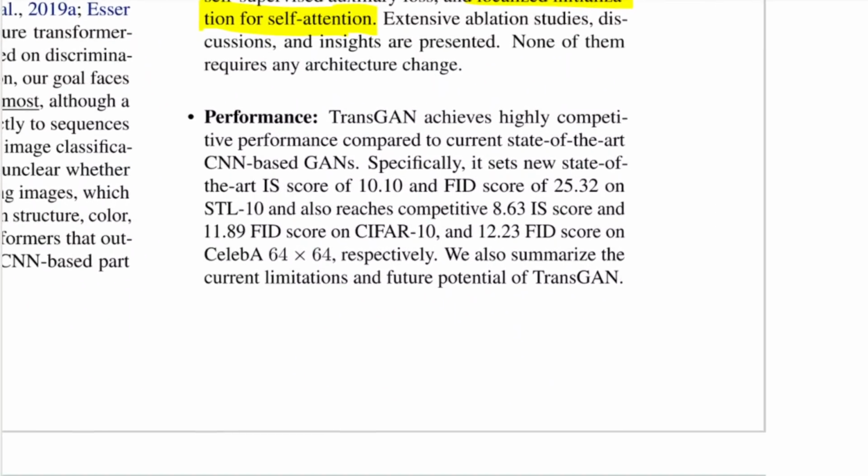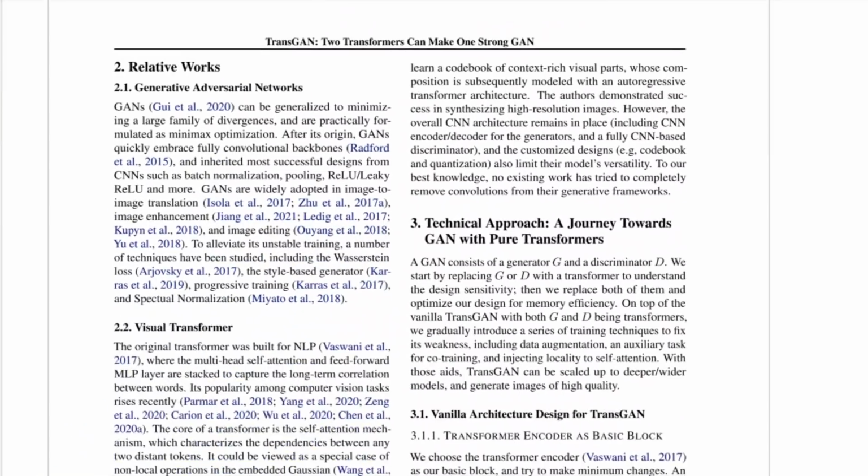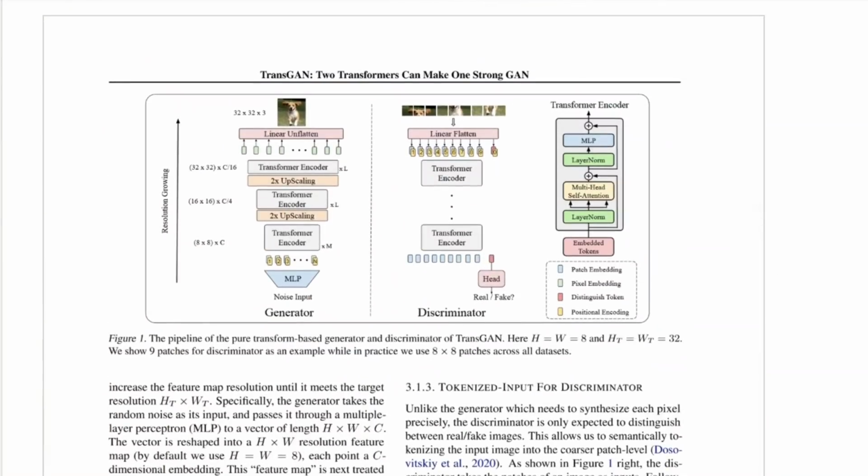And then they reach a GAN. So their biggest model, TransGAN XL, reaches very competitive FID scores and also very competitive inception scores. Wait, here is the inception score. The IS score is a bit of a misnomer too. I mean, the S is already score, but it's okay. Yeah. So first, architecture.